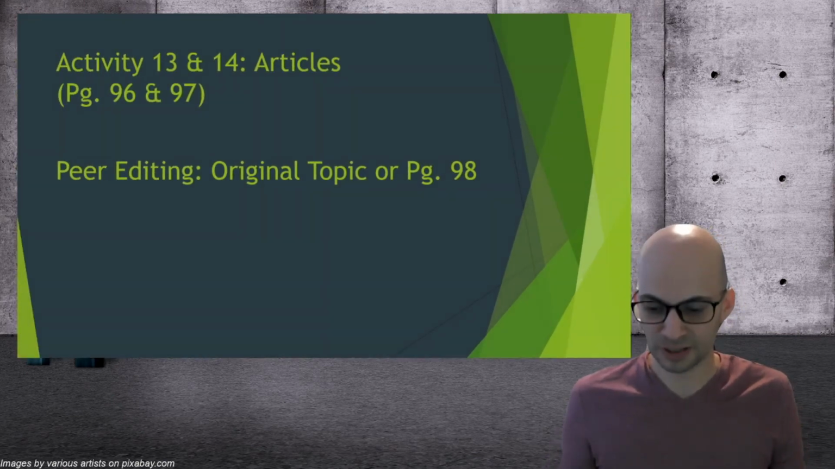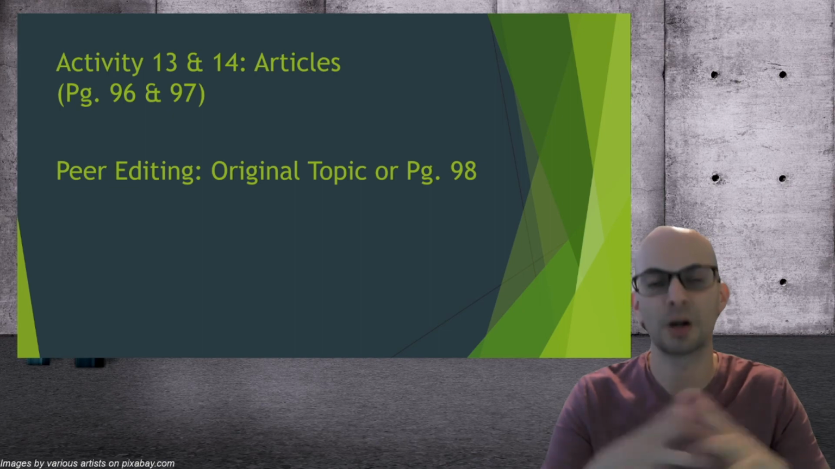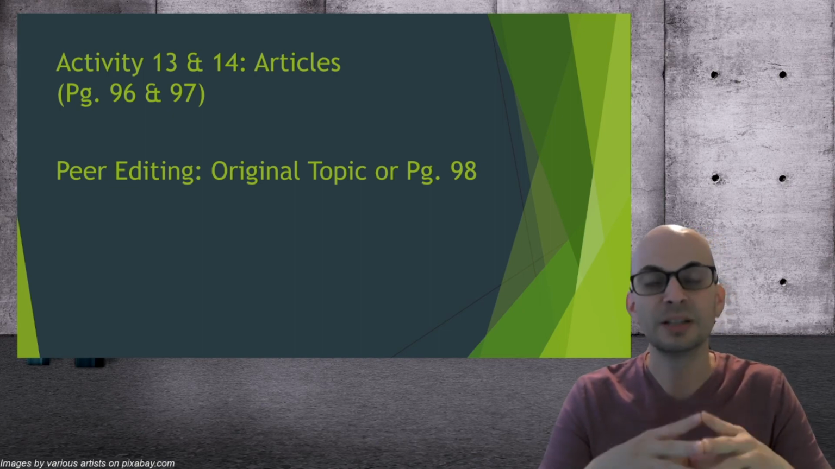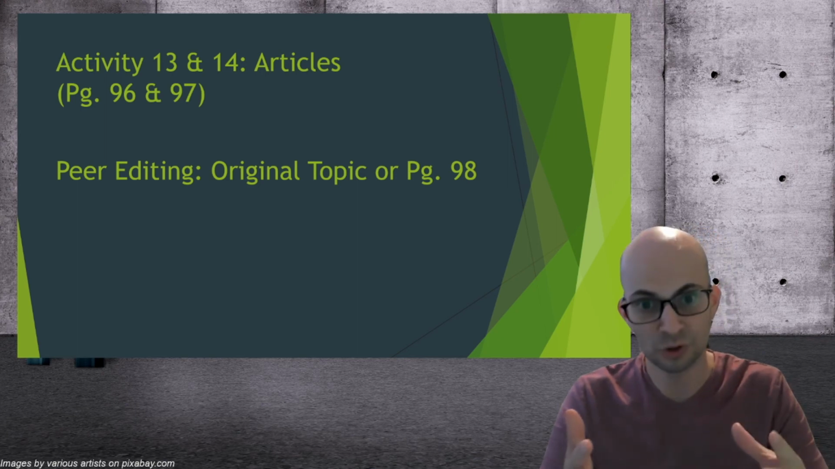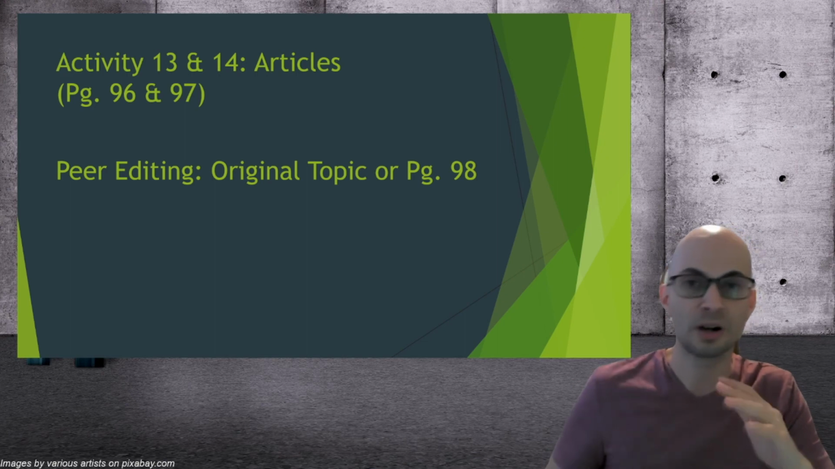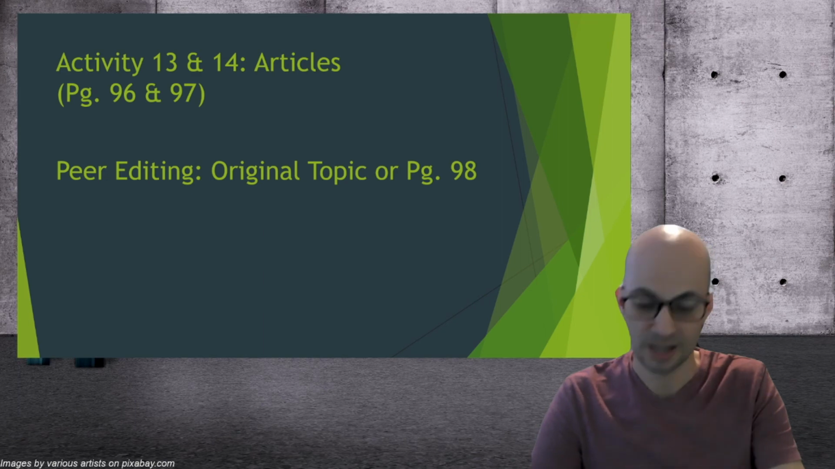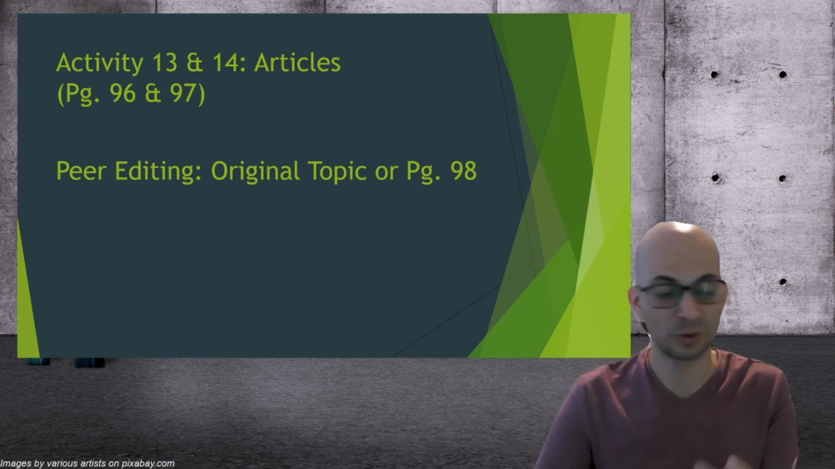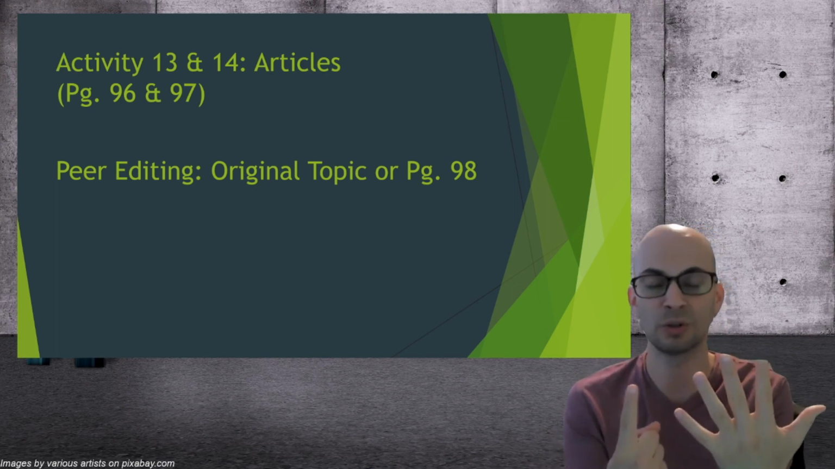Activity 13 and 14, building better sentences, word association, word collocations. You got it. No problem. And then the last page, page 98, peer editing. You have two choices. One, you can choose your own topic, or on page 98, there are 5 different topics. I'm not going to go into all those right now. You can read them, you can pick one. So you can pick one of these pre-generated topics, or you can just write your own about something you care about.